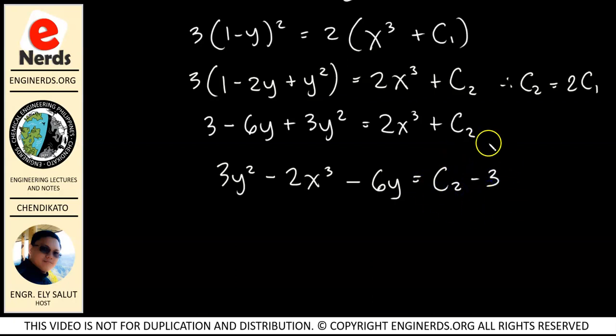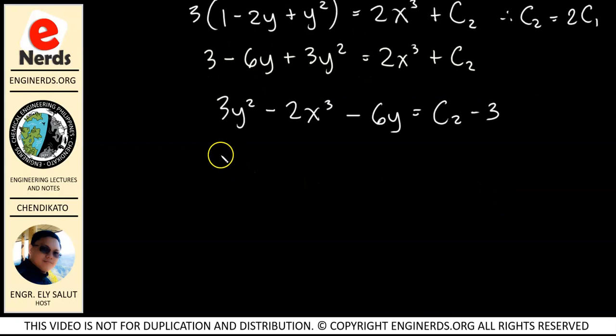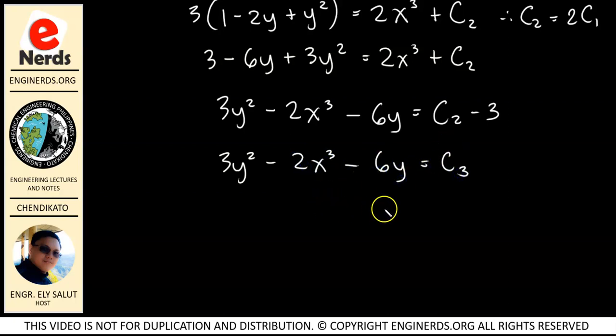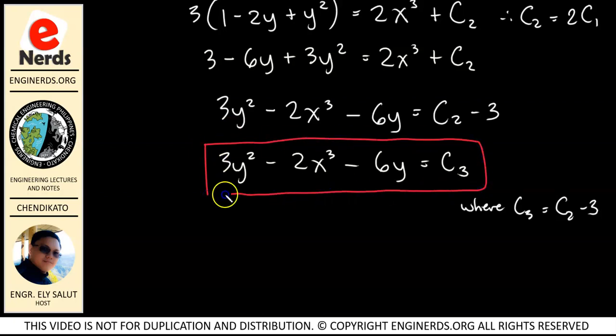So, still, this is just an arbitrary constant. So, I could just write this as 3y squared minus 2x cubed minus 6y is equal to c3. Okay, where c3 is equal to c2 minus 3. Okay? So, this is our final answer dito sa ating third problem.